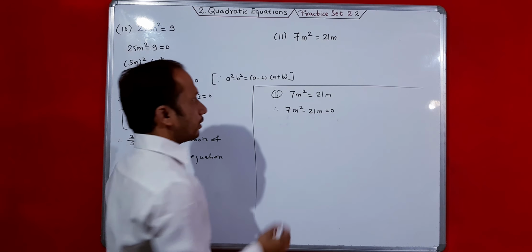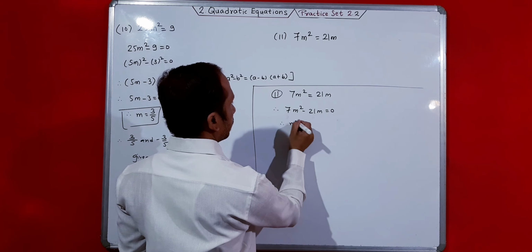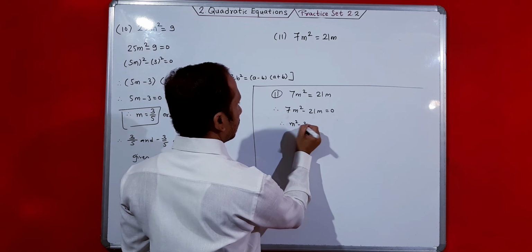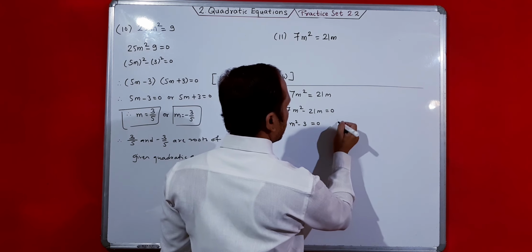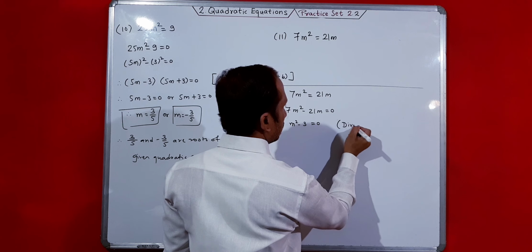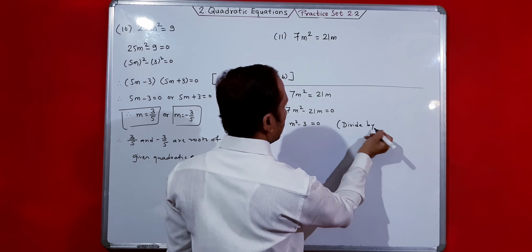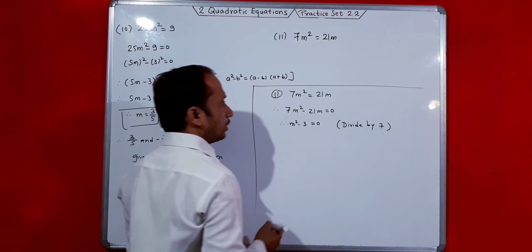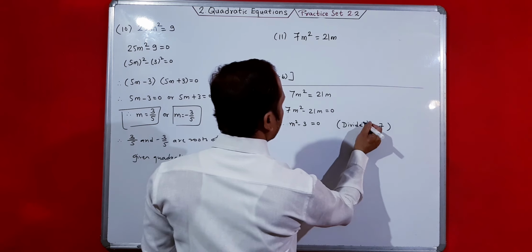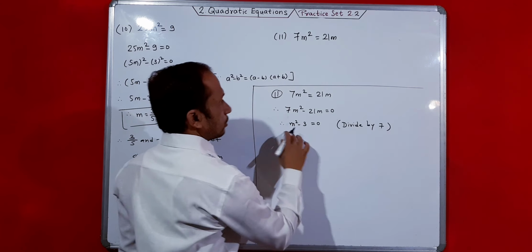Dividing by 7, you'll get m square minus 3 is equal to 0. So this is divided by 7. Divide by 7. Okay, so you'll get this.